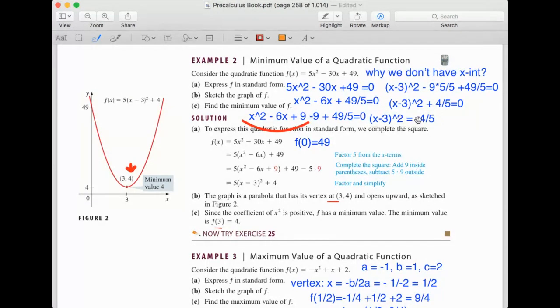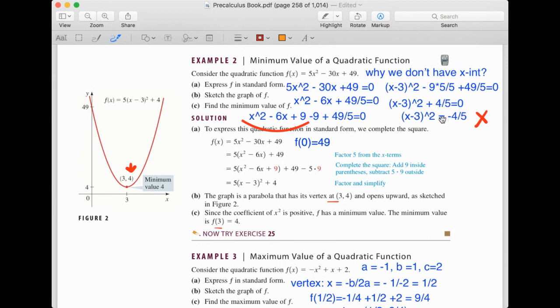Is that ever possible? When I square something, I get a negative value? Never, right? This can never be true. So this is when I talk about the discriminant, but I don't want to bring up the discriminant. So we can finish here. A square can never be negative in the real number system.